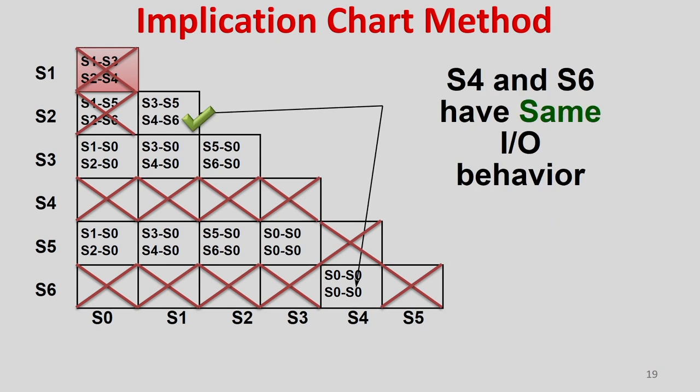So, now let us look at this one. If you look at S 4 and S 6, this is not crossed, till now not crossed. S 4 and S 6 have the same I O behavior. Another thing is S 3 and S 5, this is also not crossed till now, and S 4 S 6 is not crossed. So, what can you put here? You can put a right symbol, not a cross symbol.